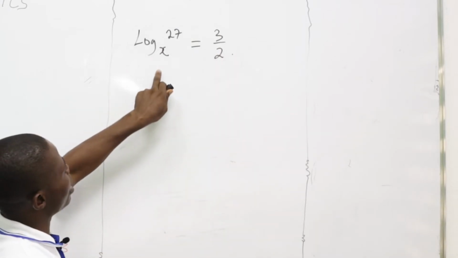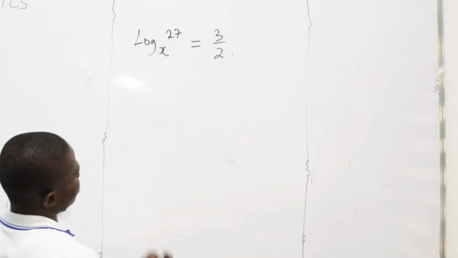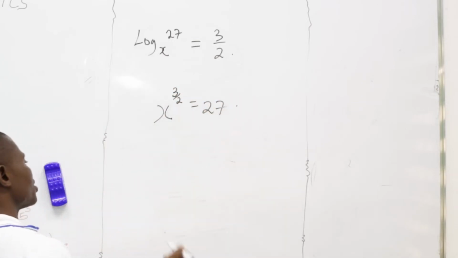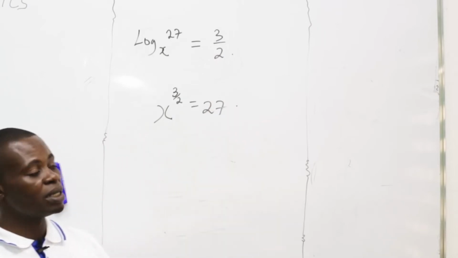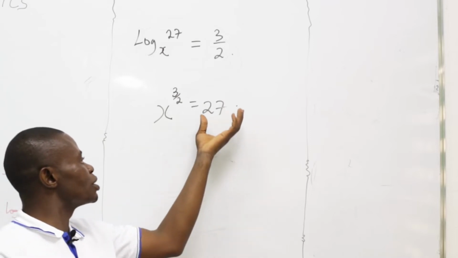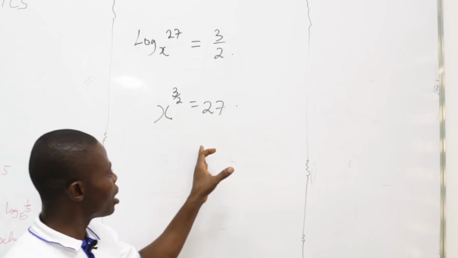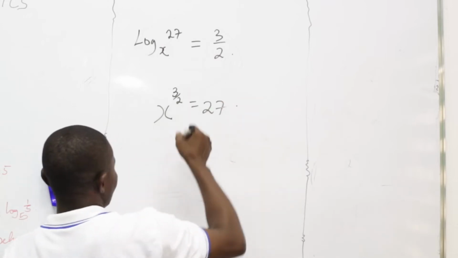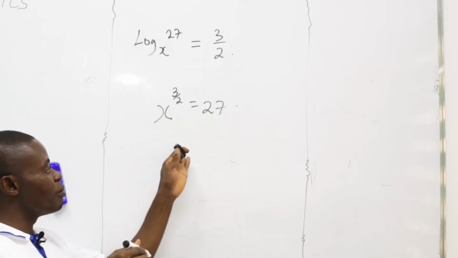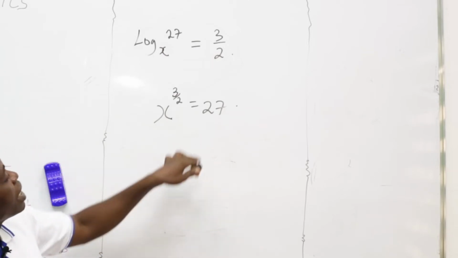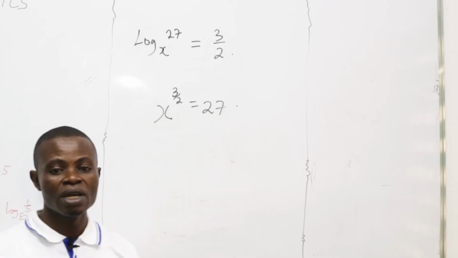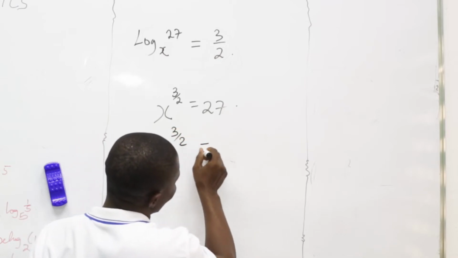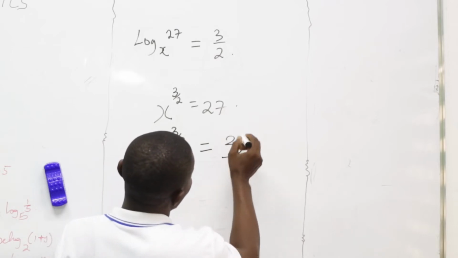Always remember, the base will take the 1 at the right-hand side. Simply, x power 3 all over 2 equals 27. Ask yourself, is 27 a prime number? The answer is no. Then how do you get a number that, when raised, will give you 27? Any number that is not a prime number, you either interpret it in index form or you go with multiplication. Is there any index form of 27? The answer is yes. The index form of 27 simply implies 3 raised to the power 3.